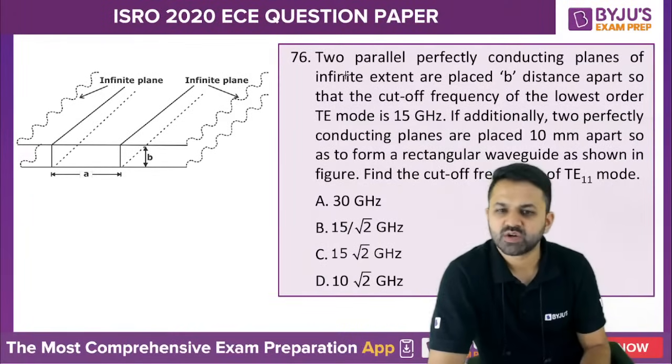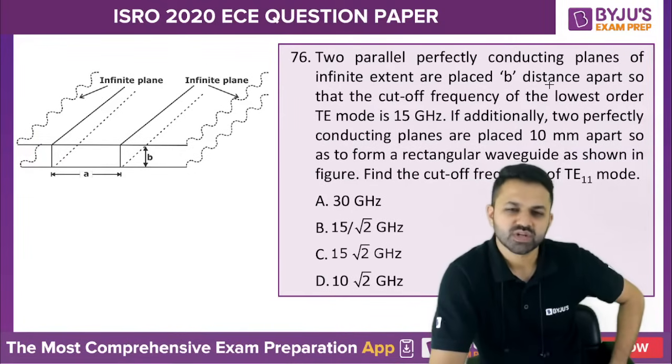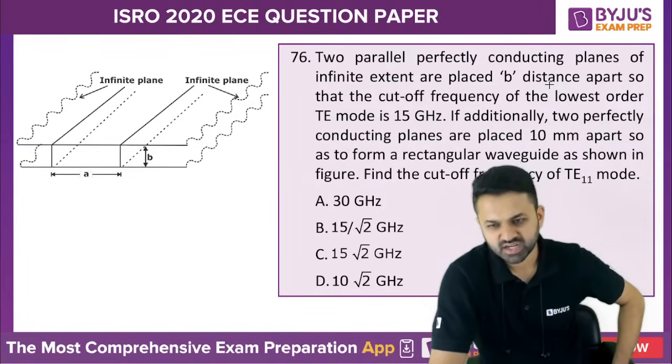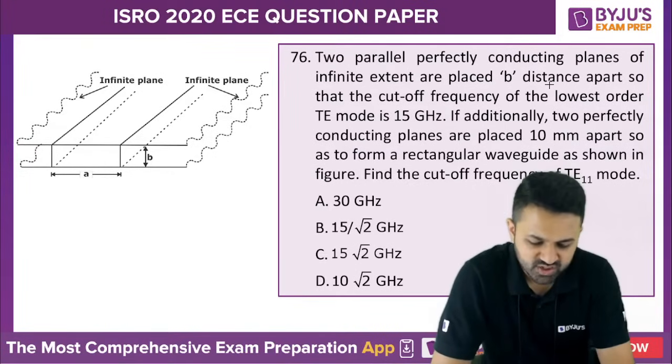Now coming to this part: two parallel perfectly conducting infinite planes are placed at a distance b apart so that the cutoff frequency of the lowest mode is 15. If additionally two perfectly conducting planes are placed 10 millimeter apart to make a rectangular waveguide, find the cutoff frequency of TE11. So for the parallel plate waveguide, what is the cutoff frequency, guys? Once you get the dimension, we will directly apply the formula for the rectangular waveguide, so that will become easy.